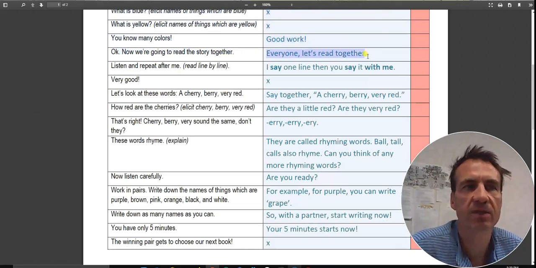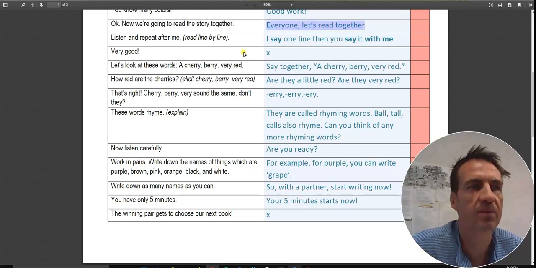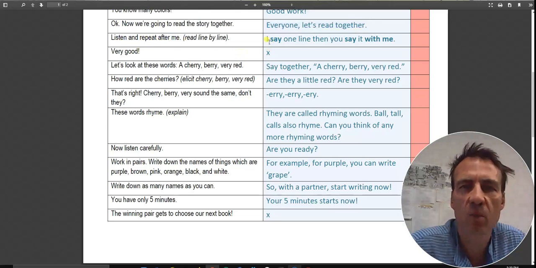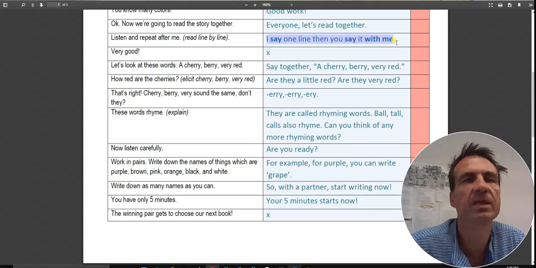Everyone, let's read together. Same thing, slightly different language. Okay, so well, we might as well continue. Listen and repeat after me. It's a common phrase. Then you're adding more specific information. I say one line, then you say it with me. And of course, in your script, you'd give an example. Then you'd read a line of the story, and then students read it with you.